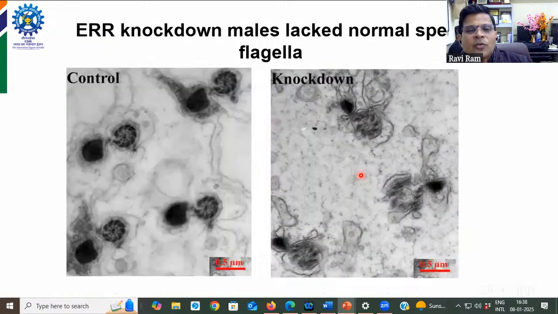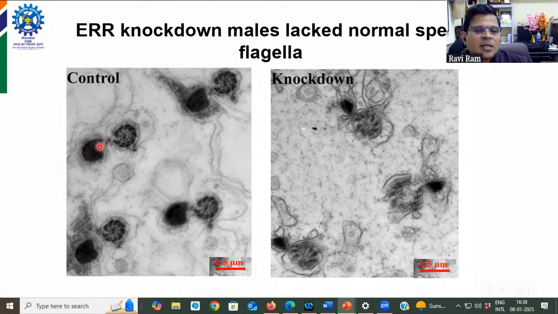And what we looked at is, okay, fine, development of testis is affected. What about the functionality of the testis? The function of the testis is to produce gametes, and the gametes are sperm. So when we took the cross sections of the sperm, as you can see here, this is the sperm from control. This is the transmission electron micrograph once again.